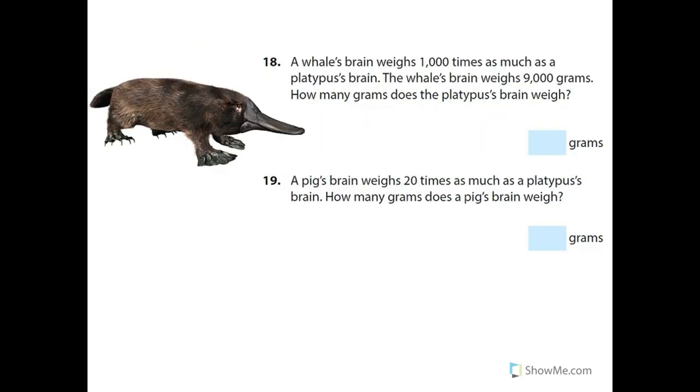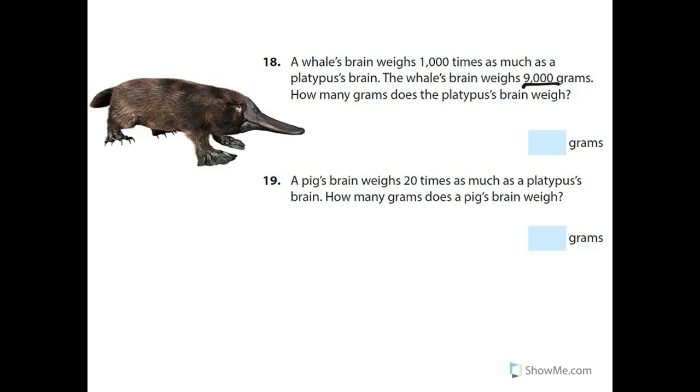All right, I want you to go ahead and solve 18 and 19. Solve 18 and 19, and then we'll go over it. All right, a whale's brain weighs 1,000 times as much as a platypus's brain. The whale's brain weighs 9,000 grams. How many grams does a platypus brain weigh?